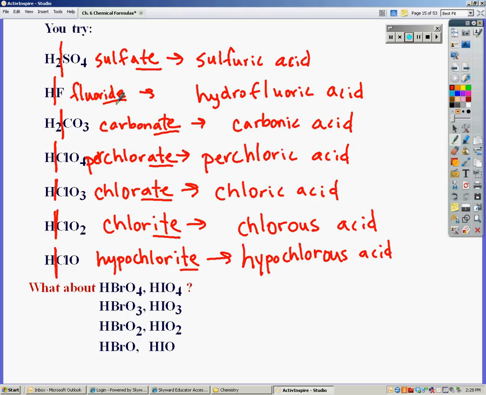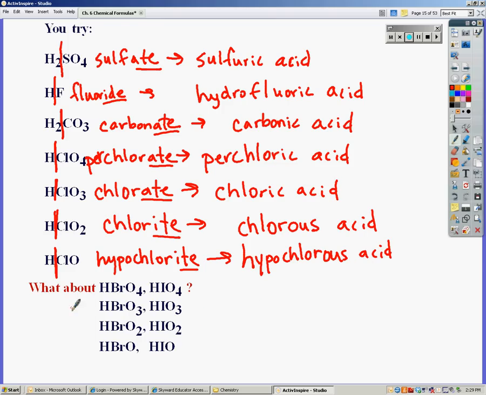And then fluoride, F is fluoride. You follow the ide rule, and that's the only one where you put hydro in front. So hydrofluoric acid. Carbonate becomes carbonic acid. Perchlorate becomes perchloric acid. Chlorate, chloric. Chlorite, chlorous. If I bite you, you would cuss. And hypochlorite is hypochlorous acid.